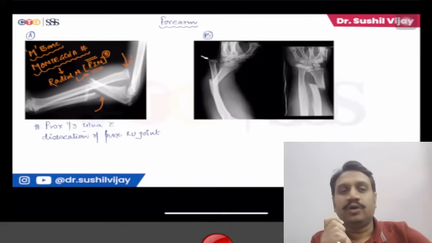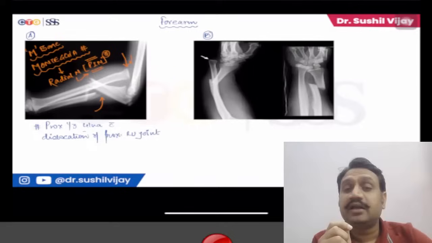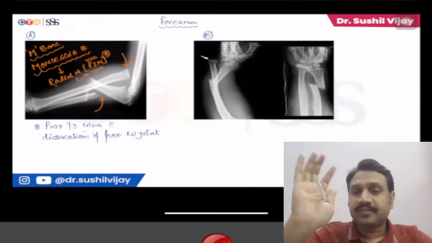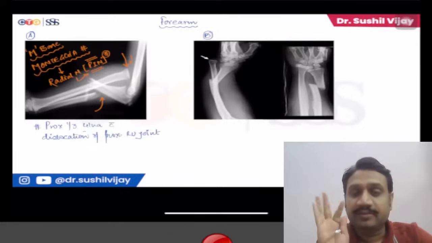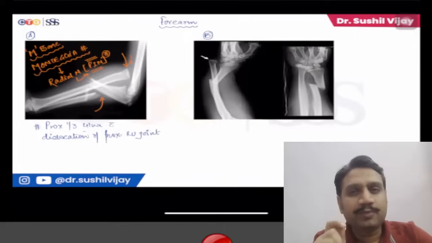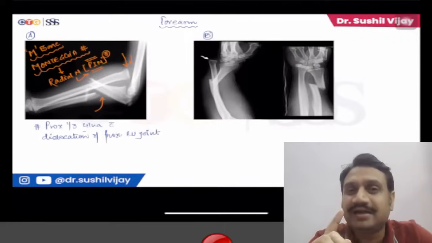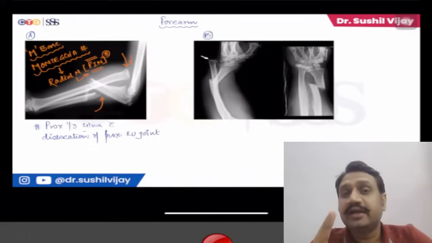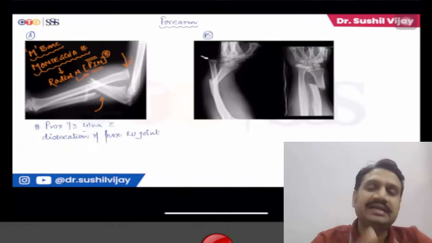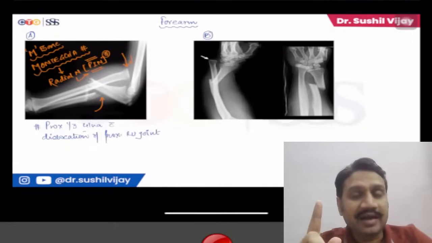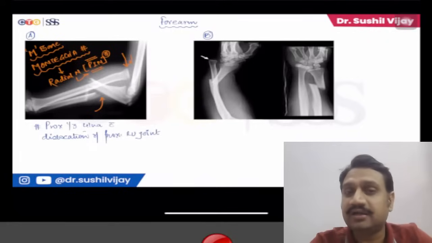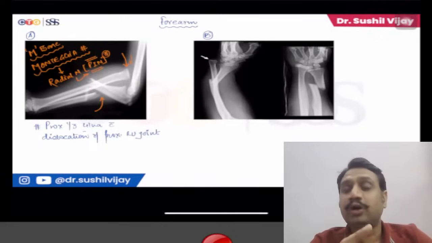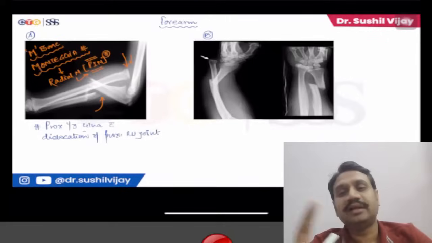If the PIN is getting involved, what is the presentation of the patient? The patient will be able to extend his wrist, but he won't be able to extend his fingers. So finger drop is the presentation of Monteggia. Now, one very important thing I want to highlight: when there was a fracture of the lateral condyle of the humerus, it was involving the nerve of the medial side, that is the ulnar nerve, right? And here the bone getting fractured is on the medial side, Monteggia, but the nerve getting involved is on the lateral side.